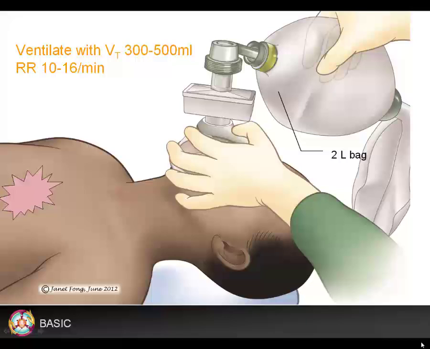The volume of an adult-sized self-inflating bag is approximately 2 liters, and tidal volumes of 1.5 to 2 liters can easily be delivered by excessive squeezing of the bag. Rapid delivery of high tidal volumes can lead to gas being retained in the lungs and progressive distension and progressive rises in intrathoracic pressure, and these may cause profound hemodynamic instability. It's important, therefore, to concentrate on providing tidal volumes of only about 300 to 500 mils at respiratory rates of 10 to 16 per minute.